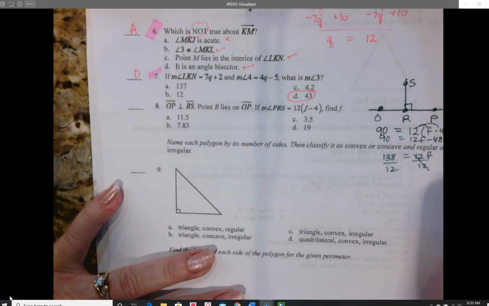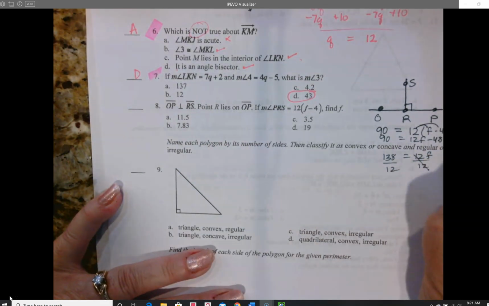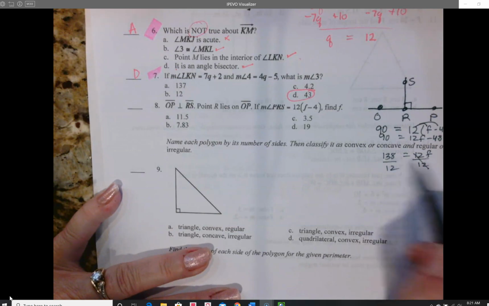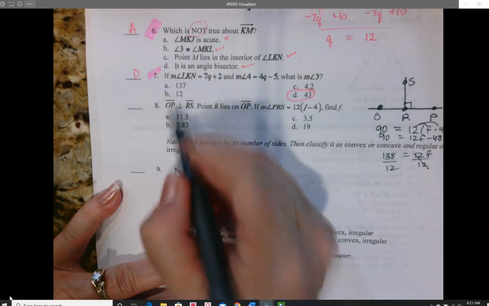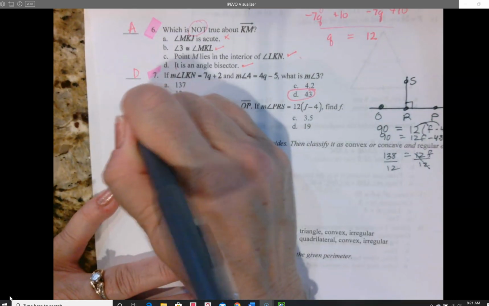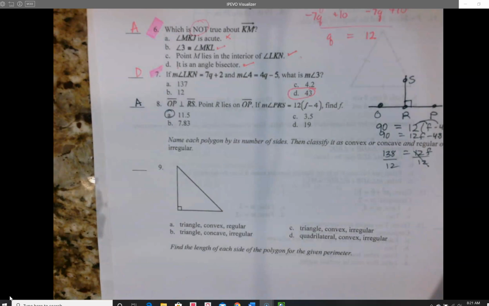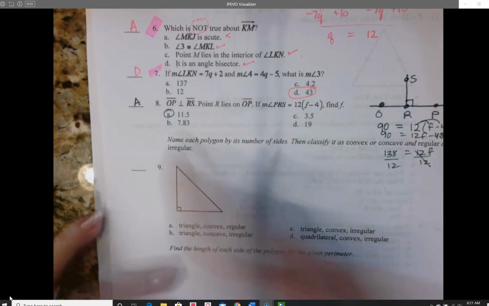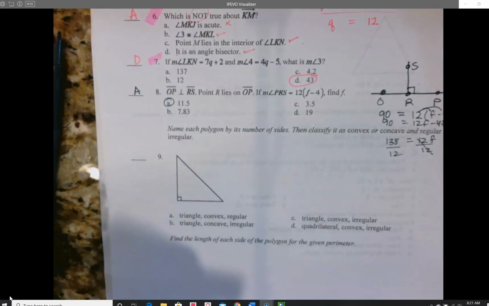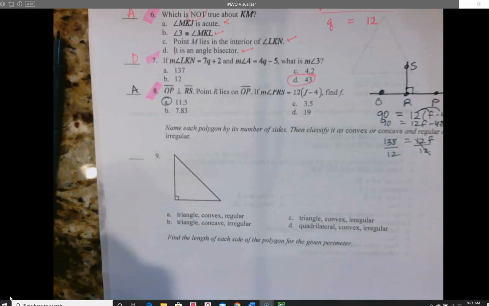So I know that 144 divided by 12 is 12, because 12 times 12 is 144. So 138 is just a little bit less than 144. So I know my answer is going to be slightly less than 12. So that choice A is the only one that fits that description. If I got my calculator out, I'm sure I would find that's exact. So number 8, we have studied perpendiculars.